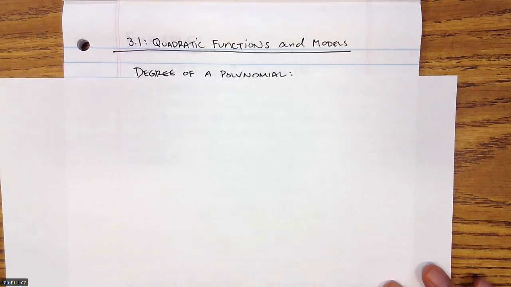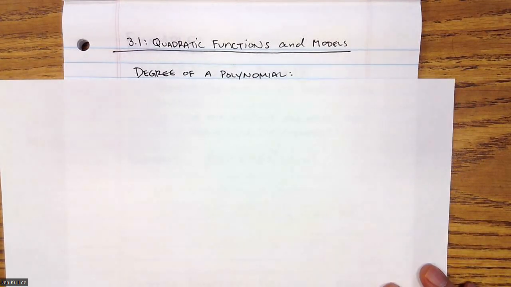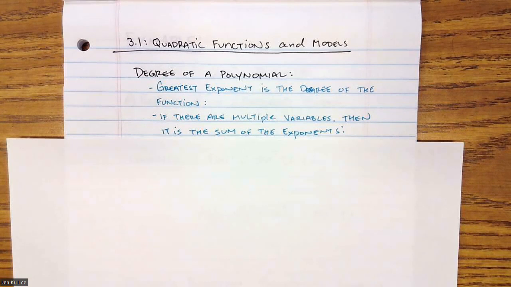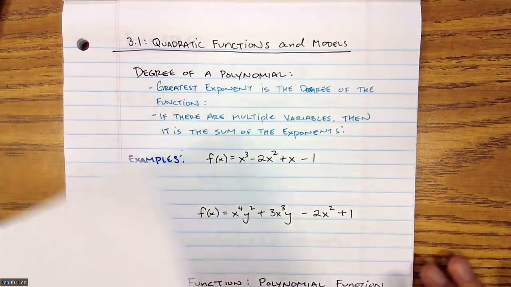Here we go. The first thing is you have to know about the degree of a polynomial. The degree of the polynomial is the greatest exponent. Whatever you see the greatest exponent is, that's your degree. Pretty simple. If there are multiple variables in the function itself, then it's the sum of the exponents. Here are a few examples.